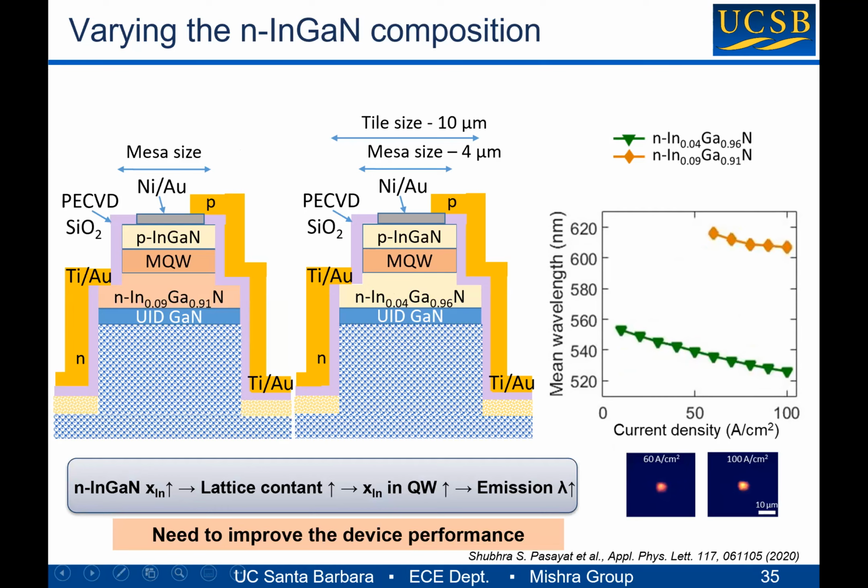Moving on to the second variation, in which we changed the indium mole fraction of just the N-InGaN base layer, keeping the quantum well and the P layer growth conditions the same, and also the device size and the tile size the same, we could achieve a much larger redshift in emission.